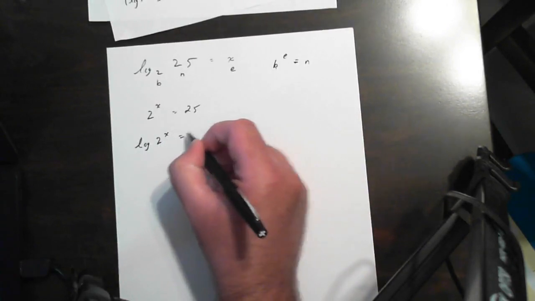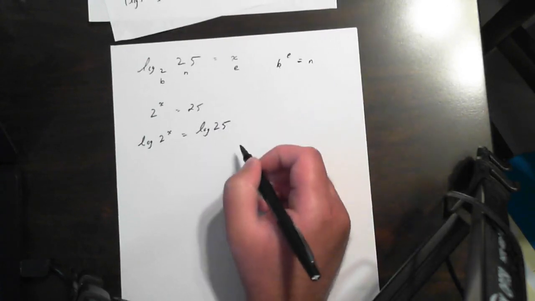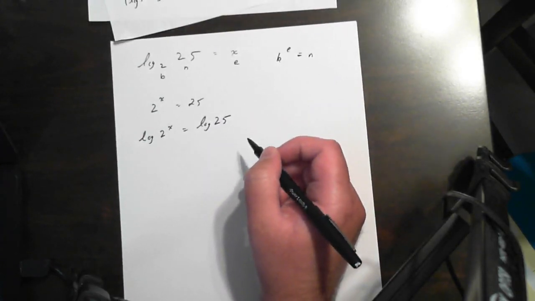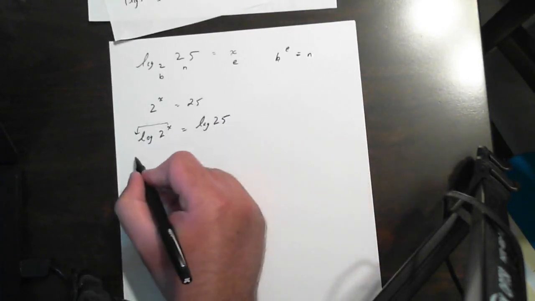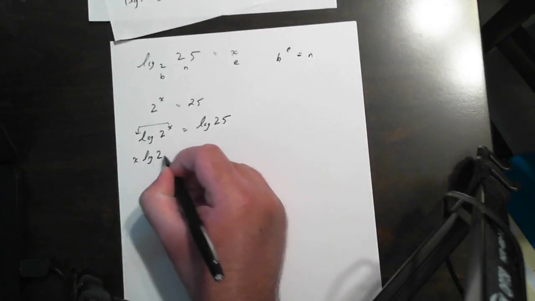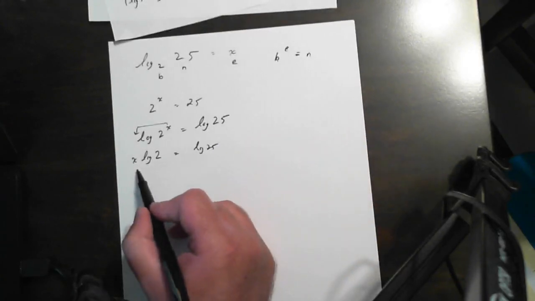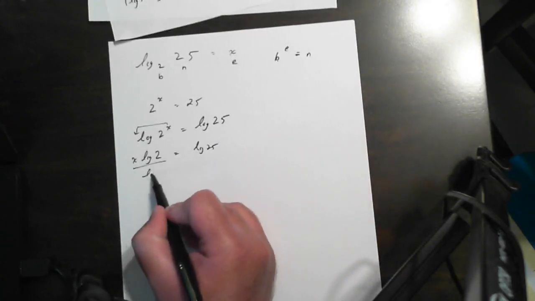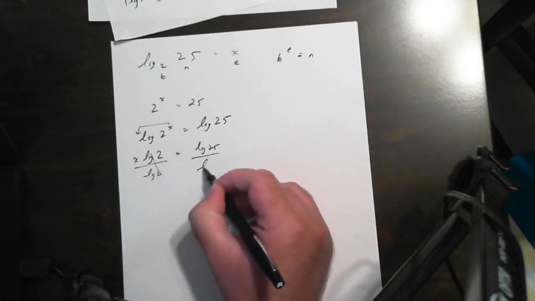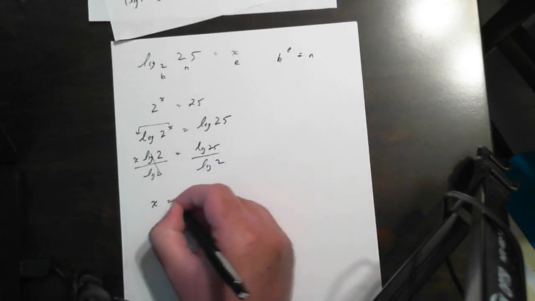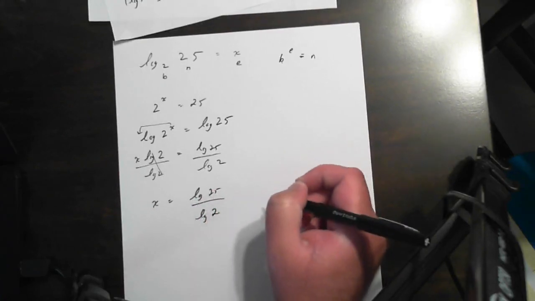Okay? So that'll give me that. And what you see here is now I can take my exponent, bring it down in front, using the power law of course. So this gives me x log 2, and this leaves me at log 25. So then to solve for x, I just need to get rid of the log 2 by dividing by it. Then of course what I do to one side of the equation, I do to the other side of the equation. Okay? So that gives me log 25 over log 2.